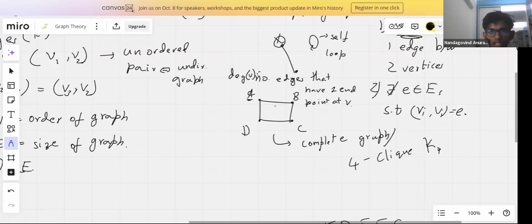So for example, the degree of A here is 2 because there's 1, 2. These two edges have one endpoint at A. It's not 3 because CD and BC don't have an endpoint at A. They have endpoints at C and D, B and C respectively. Similarly, the degree of A, B, C, or D here is 2. Does this make sense?